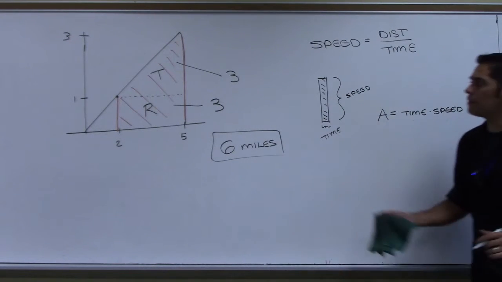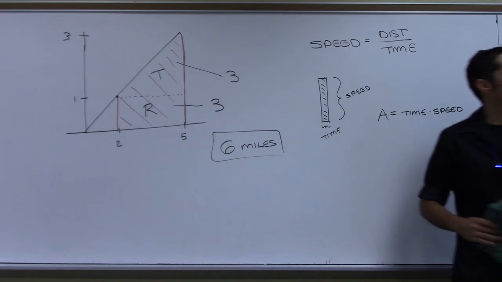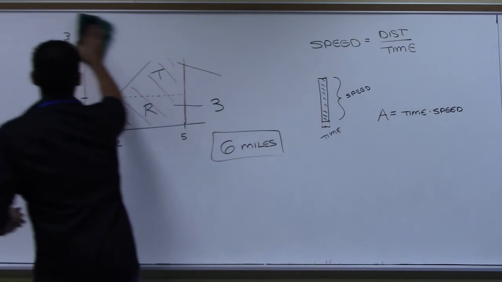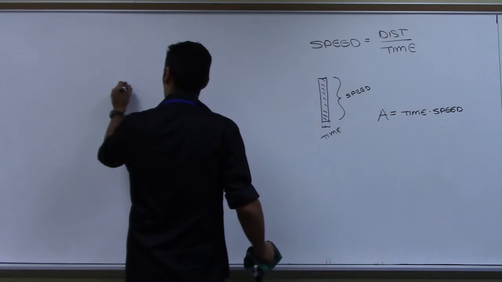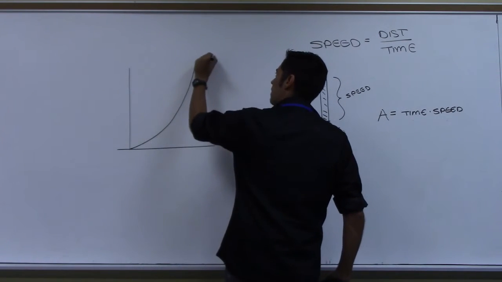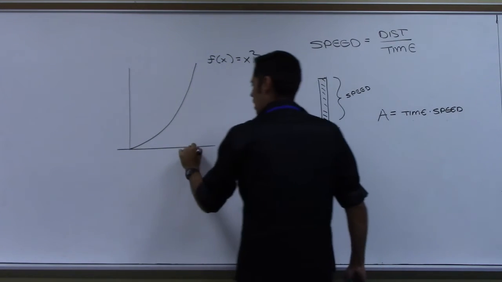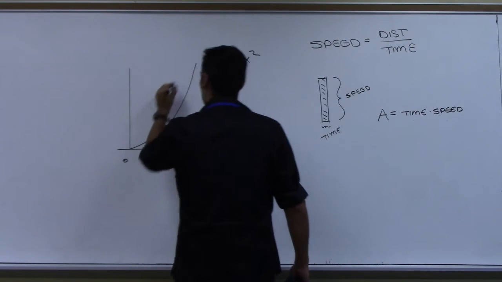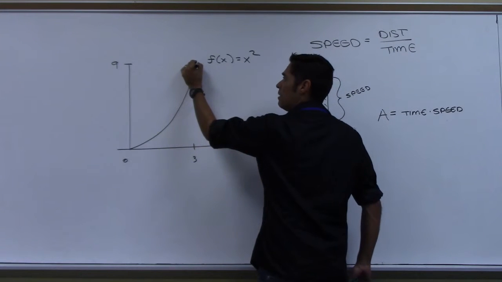All right, so how about this one? I'm going to make this a little bigger so you can see this. This time I actually gave you the function. I said, how far does a person go between hours 0 and 3? So here's the curve. I even tell you that the curve is f of x equals x squared. And at 3 and at 0, we all know that at 3, x squared is 9, right?